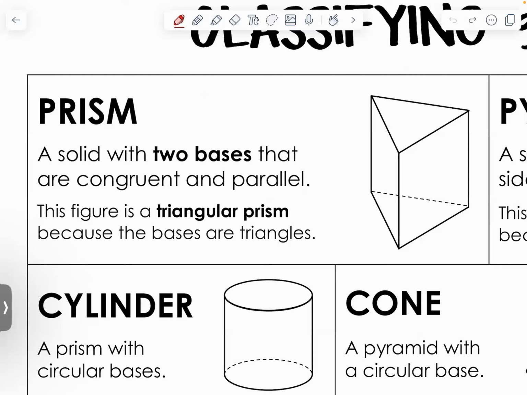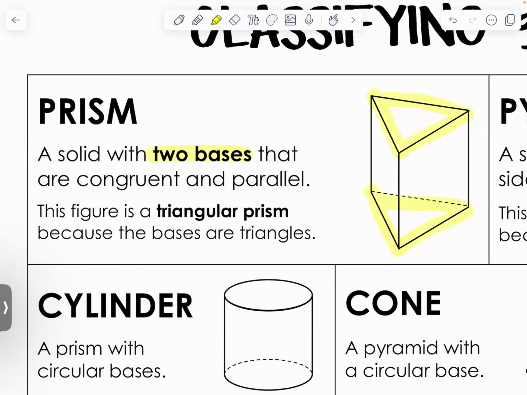A prism has two bases. Okay, so notice how in this prism we have two bases that are identical and they are connected with rectangular sides. Okay, this picture in particular is a triangular prism because we have our bases that are triangles. Okay, so you have two of the same bases and the sides are rectangles.